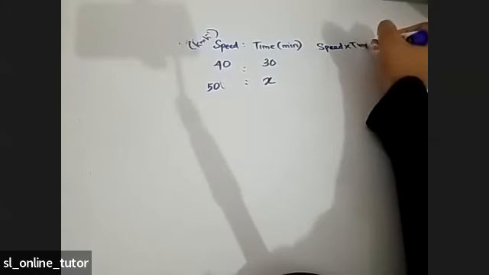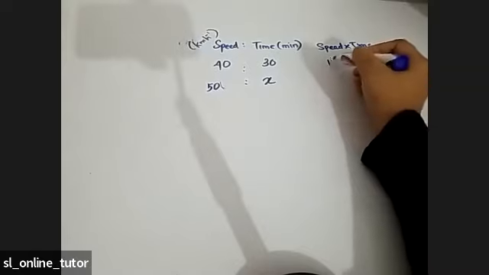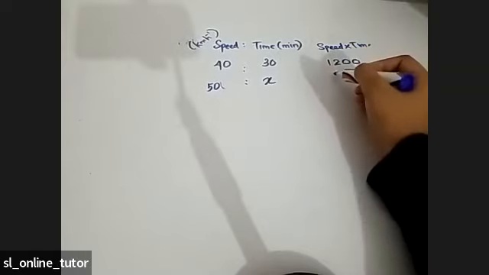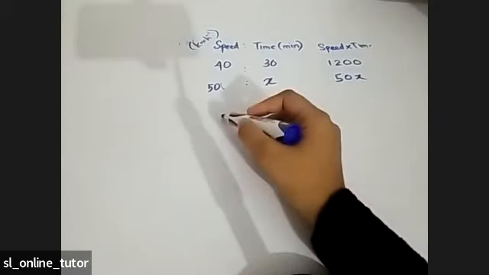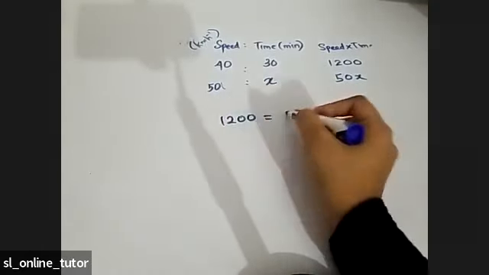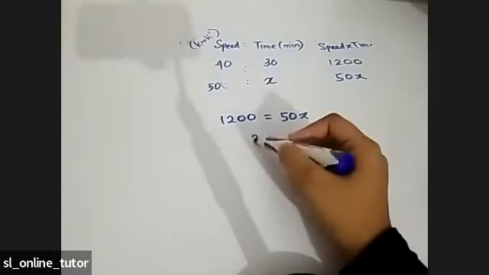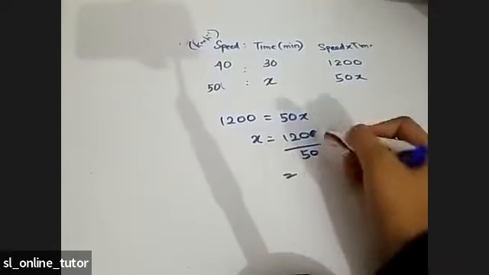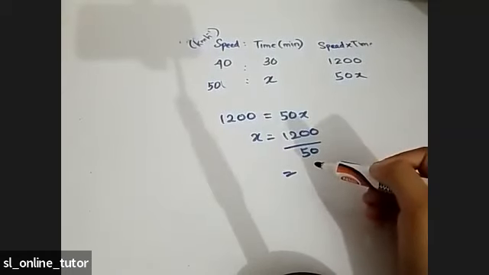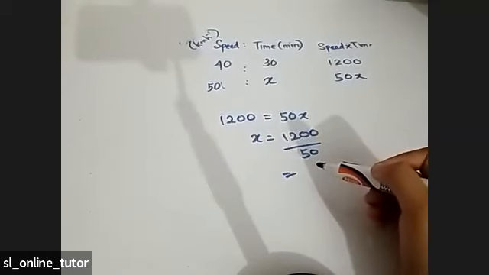You see, we take speed into time. 40 into 30 means 4 times 3, 12, 1200. You get 50x here, right? Now we can equalize this. 1200 is equal to 50x. x is equal to 1200 divided by 50. 0, 0 cancel. 120, if you divide by 5, how much do you get? 24. Directly you can get the answer in minutes.